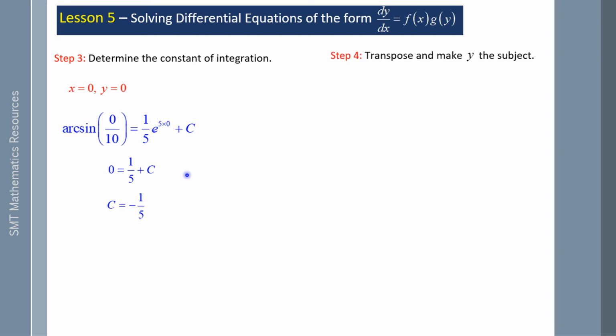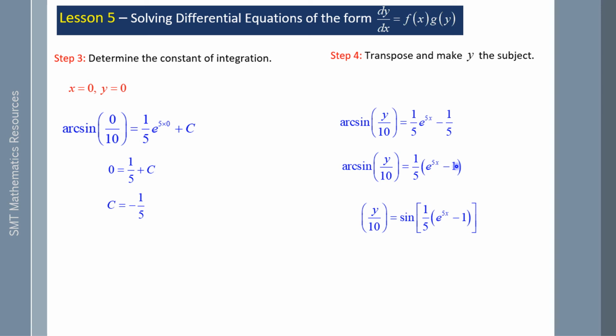We can now transpose and make y the subject, now knowing that c is negative 1/5. So c is negative 1/5, and we've got to transpose and make y the subject. If we do that, what I've done is factorise the 1/5 out, so 1/5 outside of e to the 5x take 1. Next, the inverse of your sine is sine, the sine of this function of x. Lastly, multiply both sides by 10. We now have y as the subject.